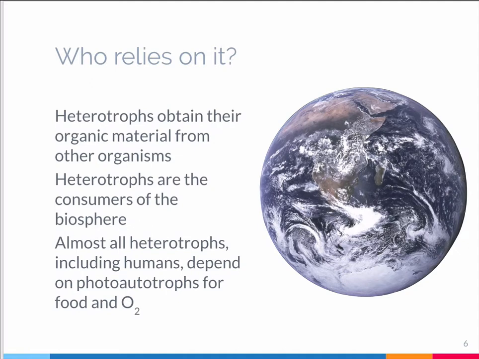Of course, though, photosynthesis is such an important process because photoautotrophs tend to make up the base of most food pyramids. And so although photoautotrophs are really the only ones who do photosynthesis, just about every living thing on Earth depends upon that process.